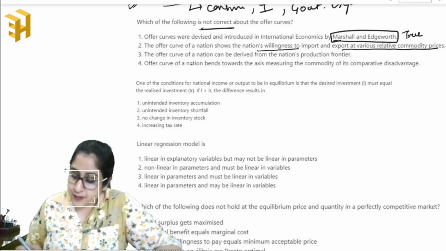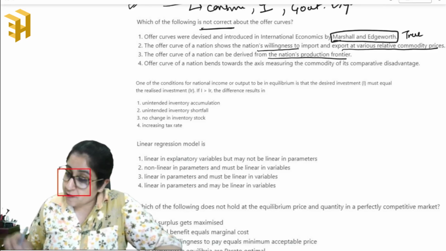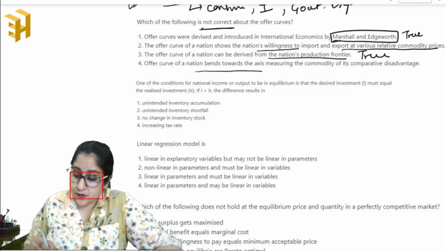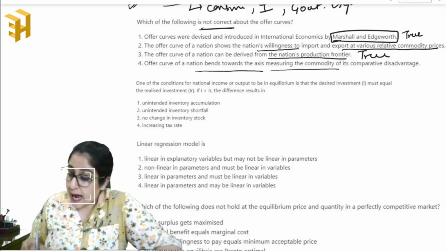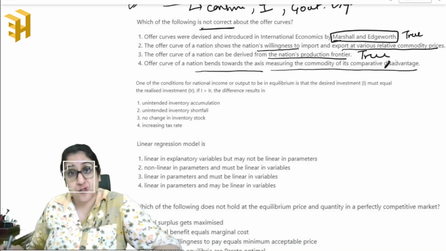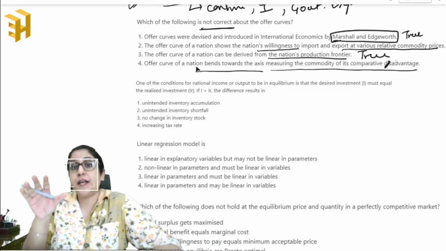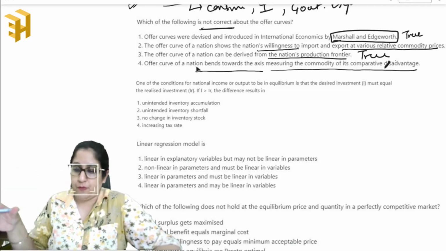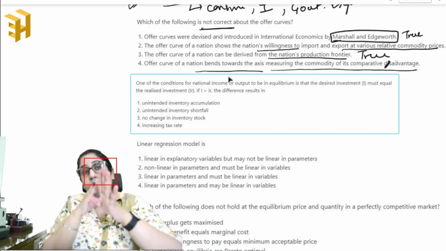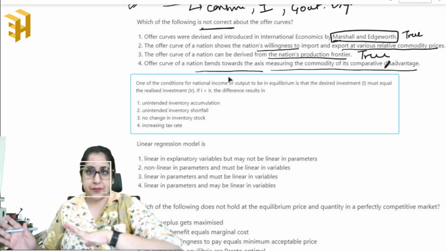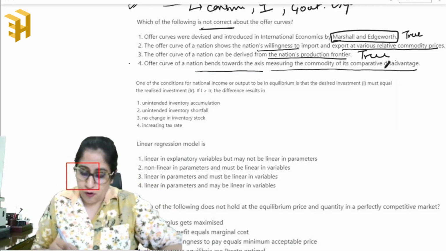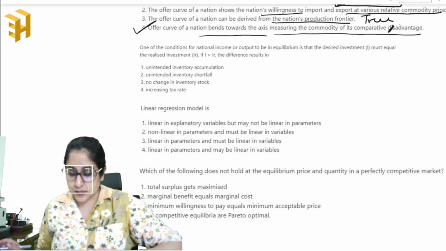The offer curve of a nation can be derived from the nation's production frontier, right? So this is also true. The offer curve of a nation bends towards the axis measuring the commodity of its comparative disadvantage? No, rather it is comparative advantage. So it is bent towards the commodity which the country can actually export. The axis on which the export commodity is mentioned, the offer curve will be bent towards that. Okay, so fourth is the answer in this case.